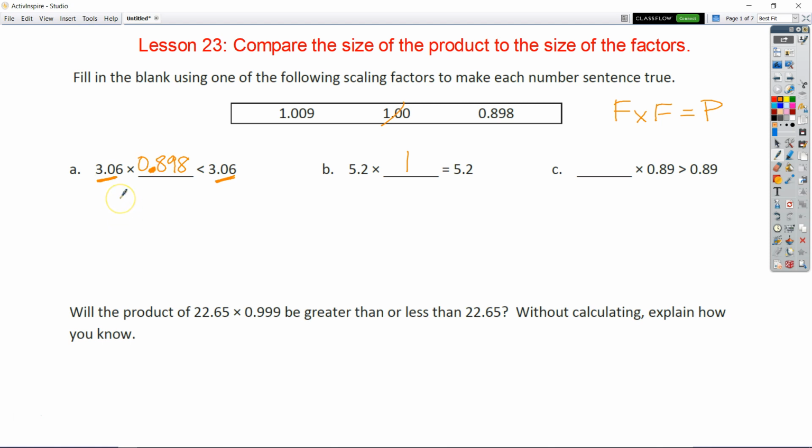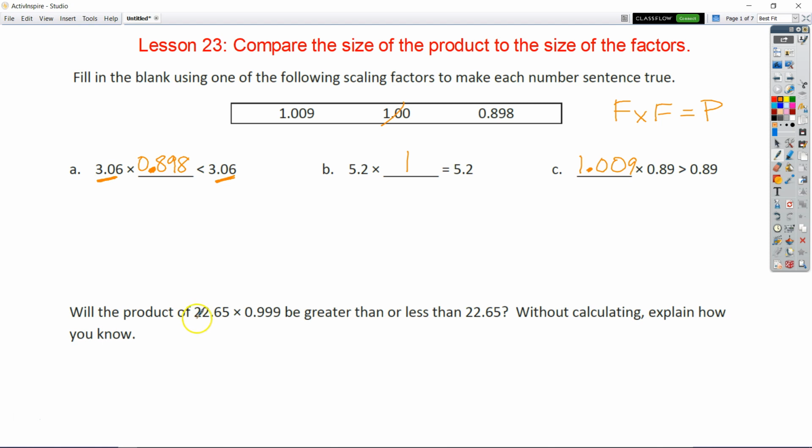Now let's take a look at something else. When I multiply by 89 hundredths, it's going to be greater than 89 hundredths. If I multiply 89 hundredths times 1, it's going to equal 89 hundredths. In order for it to be greater than 89 hundredths, I would have to multiply by something that's greater than 1. And 1 and 9 thousandths is greater than 1. All right, it doesn't ask us for any explanation. You didn't have to write an explanation there. Moving on to the next part.